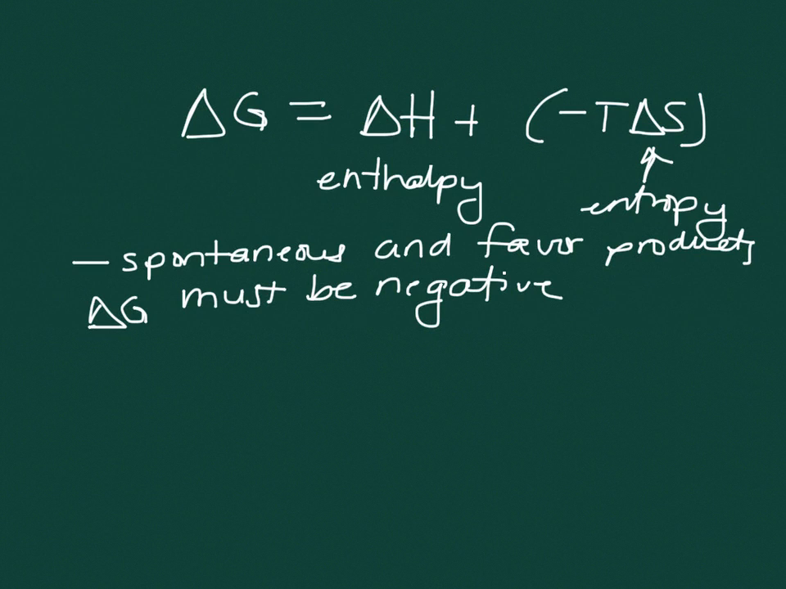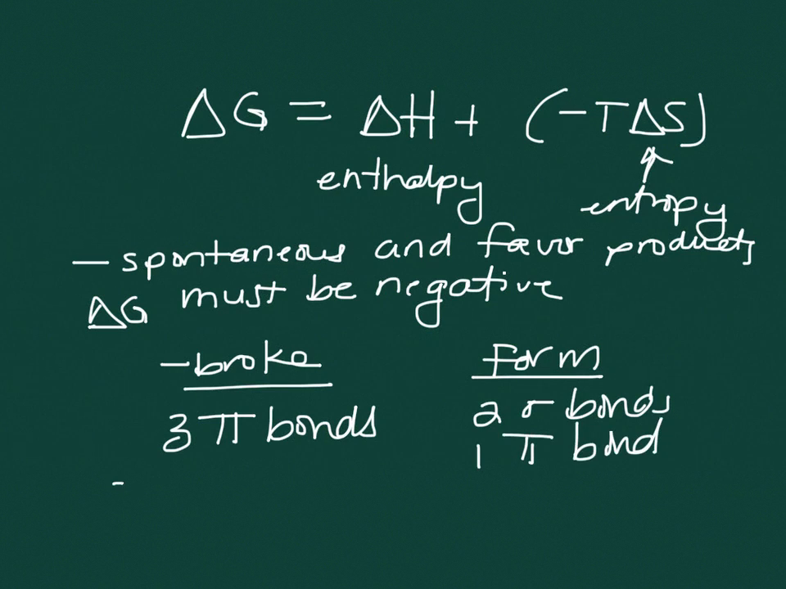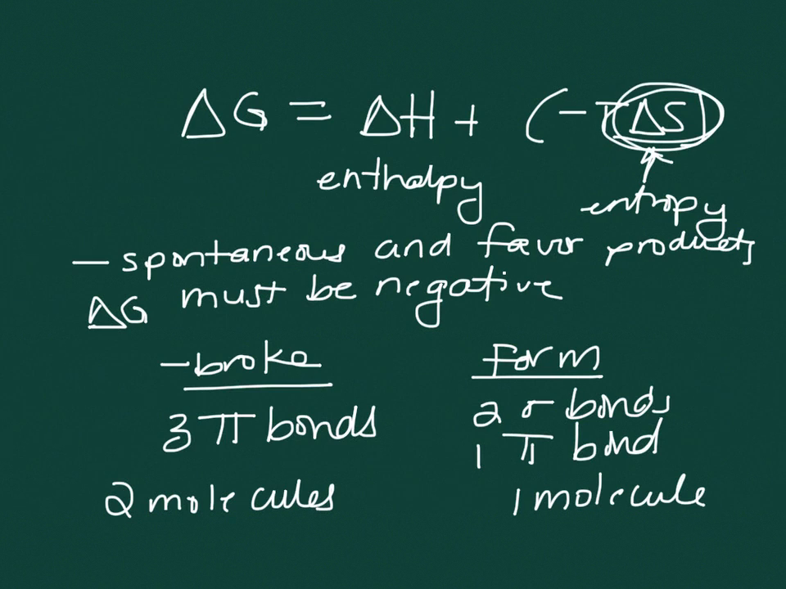If we look at the reaction again, we broke 3 pi bonds. We form 2 sigma bonds and 1 pi bond. We went from 2 molecules to 1 molecule. Okay. If we look at entropy first, we can see that we have a decrease in entropy because we are going from 2 molecules to 1 molecule. So the randomness is decreasing. This term, therefore, will be positive.